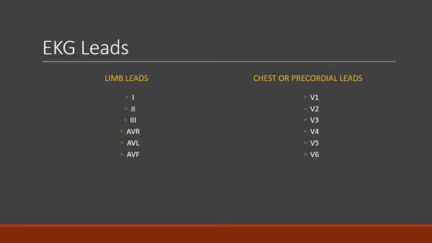Now we'll talk about the different leads. There's a lot of different EKG leads you can use. There's the limb leads that go Roman numerals 1, 2, and 3. Then there's the aVR, aVL, and aVF. That stands for the augmented right, the augmented left, and the augmented foot. And then we can see the chest or precordial leads, which go V1 through 6.